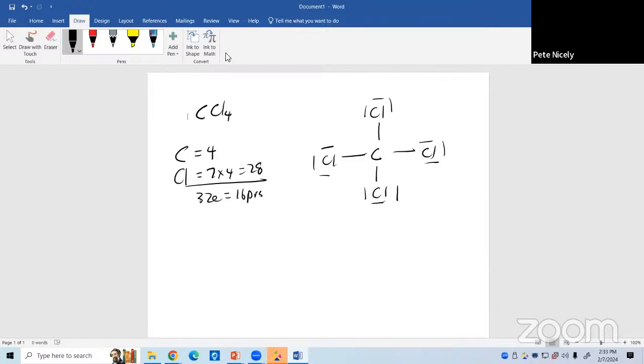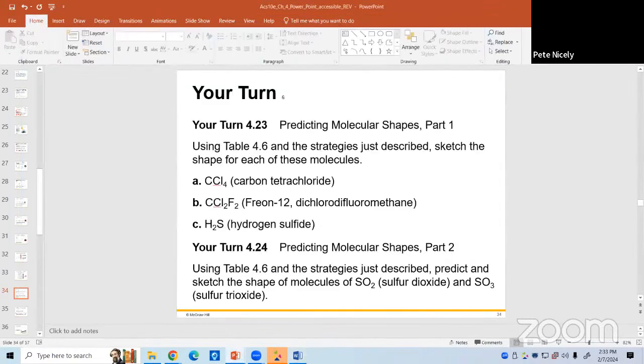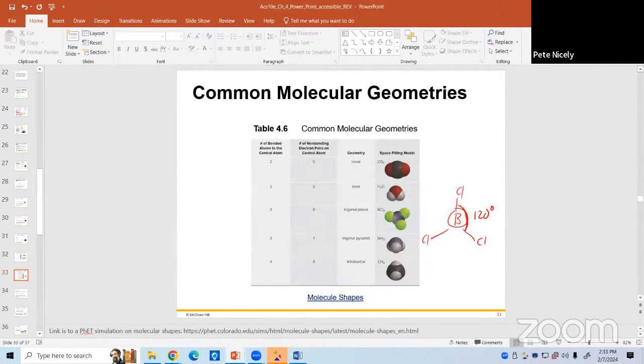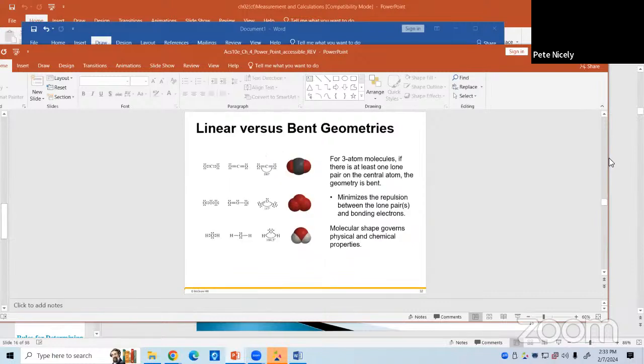In order for us to get a shape, we'd have to refer to this table right here. Right? And we have to look at, let me try to have both of them on the screen at the same time.